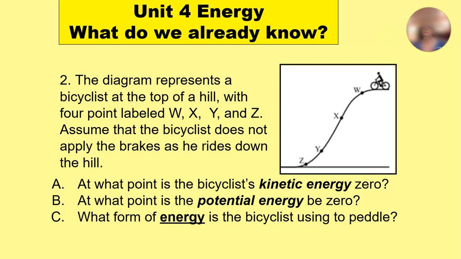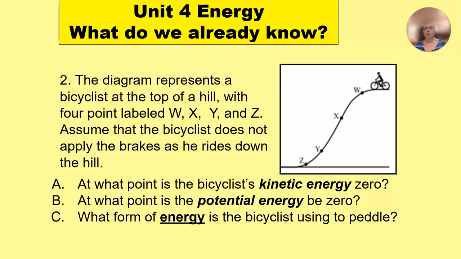All right, so we're getting started with energy. This is our fourth unit, and I want to first start off by looking at what we might already know about energy. So if we look at this image here, we've got a bicyclist sitting at the top of a hill, and they're poised to go down the hill.